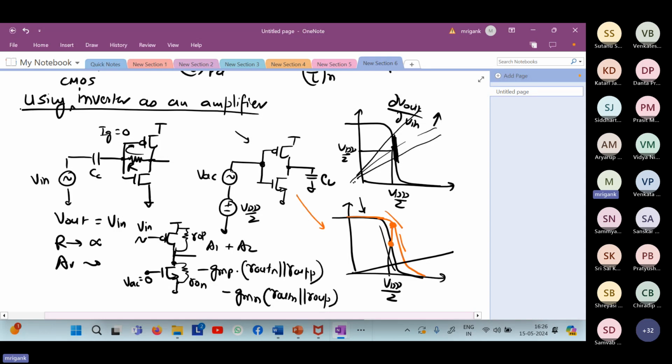So how high can we go in terms of R? Who will decide that? Here, it seems like keeping R very high is okay. But what is that very high? Is it 10 mega ohm? Is it 1 mega ohm? Is it 100 kilo ohm? How will we decide that?